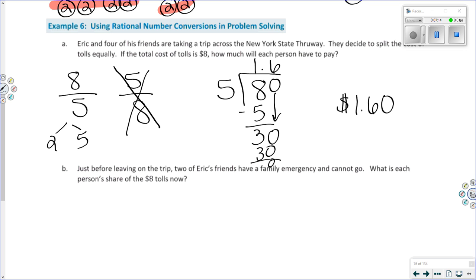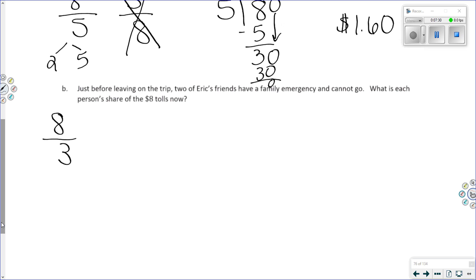Oh, it's family emergencies, sickness, things like that. 2 of his friends don't get to go now. How many people are crossing the toll bridge now? 3. 3, yep. So now we have 8 divided by 3. What do you notice about my denominator? It's improper, but my denominator specifically, is it made up of 2's and 5's? No, it's made up of a 3.